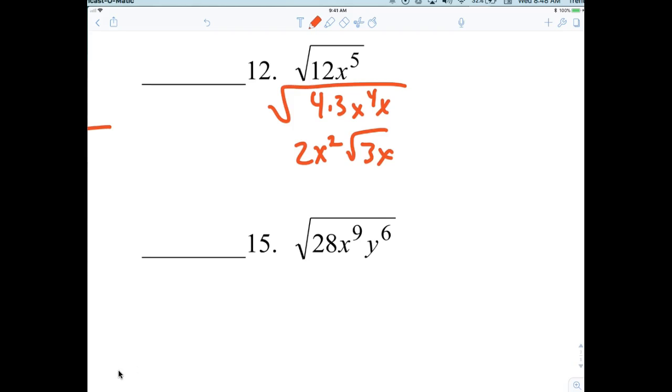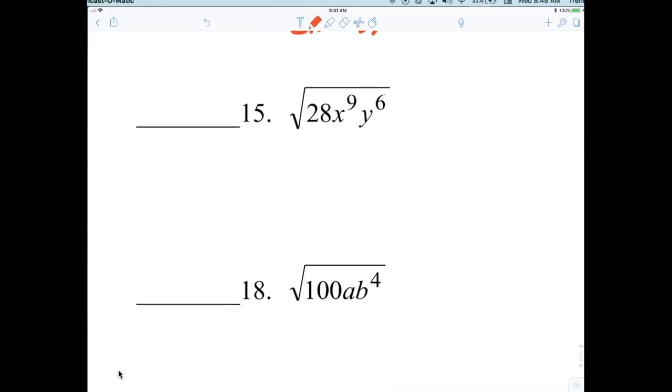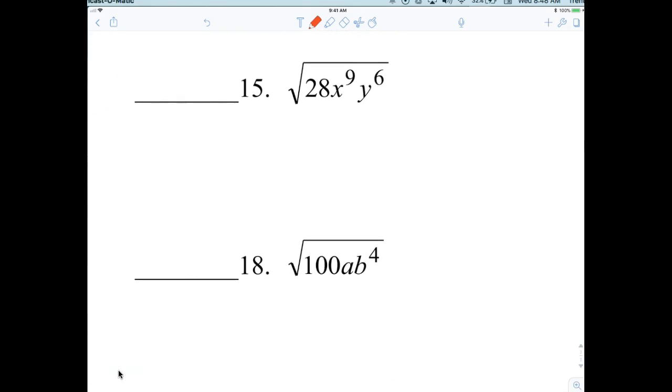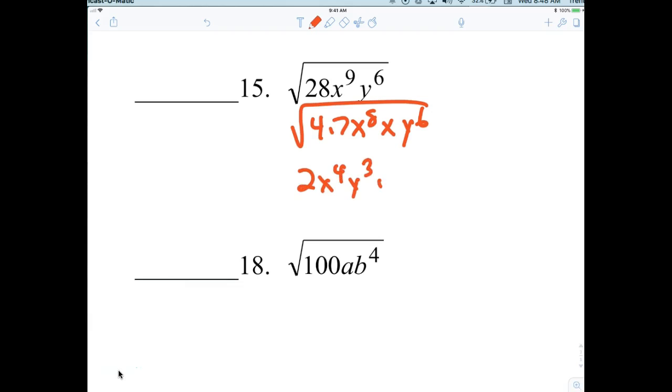Where you at? You getting there? I've actually gotten it. I'll show you after. All right, you do that. 28. 4 times 7, x to the 8th, x, y to the 6th. Final answer. 2x to the 4th, y to the 3rd. Everybody happy with that?